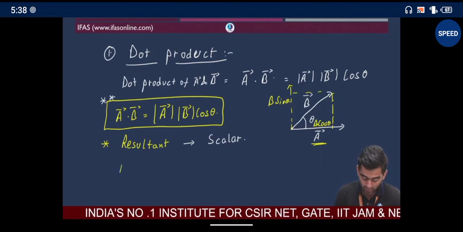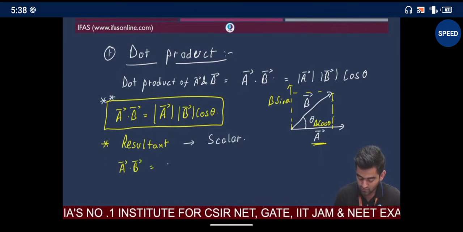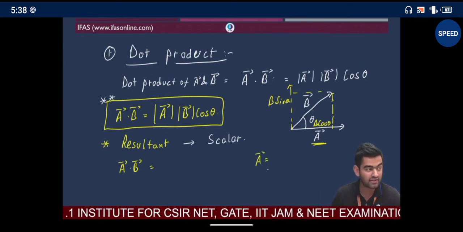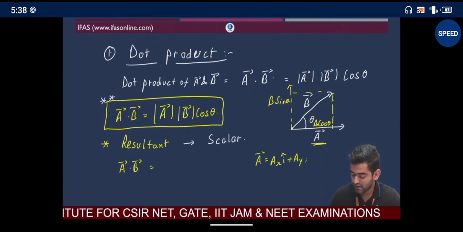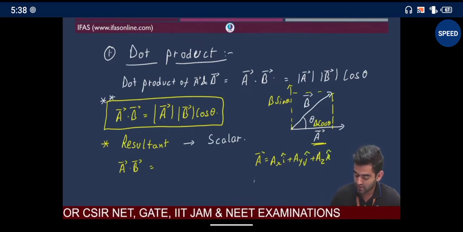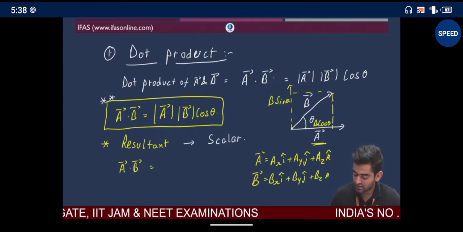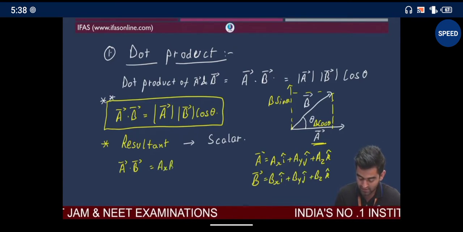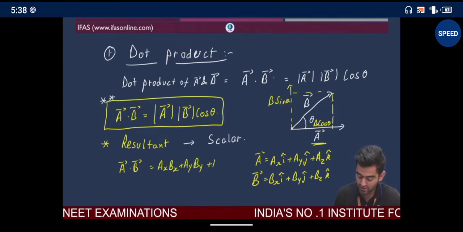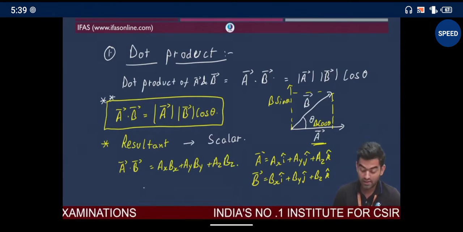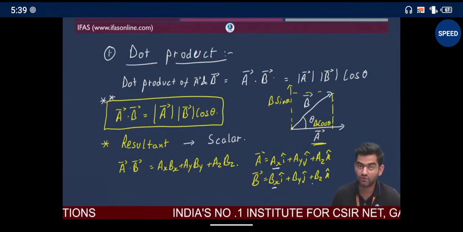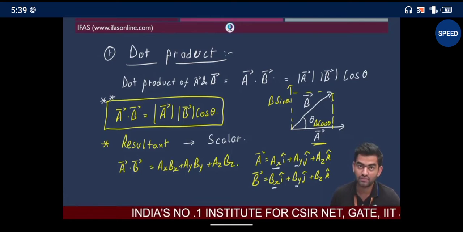Now usually this a dot b can be written as follows. If the a vector is written as ax i cap plus ay j cap plus az k cap, and the b vector is written as bx i cap plus by j cap plus bz k cap, then this can be represented as ax bx plus ay by plus az bz. So we are simply multiplying each coefficient with the corresponding coefficient. This is the vector representation.